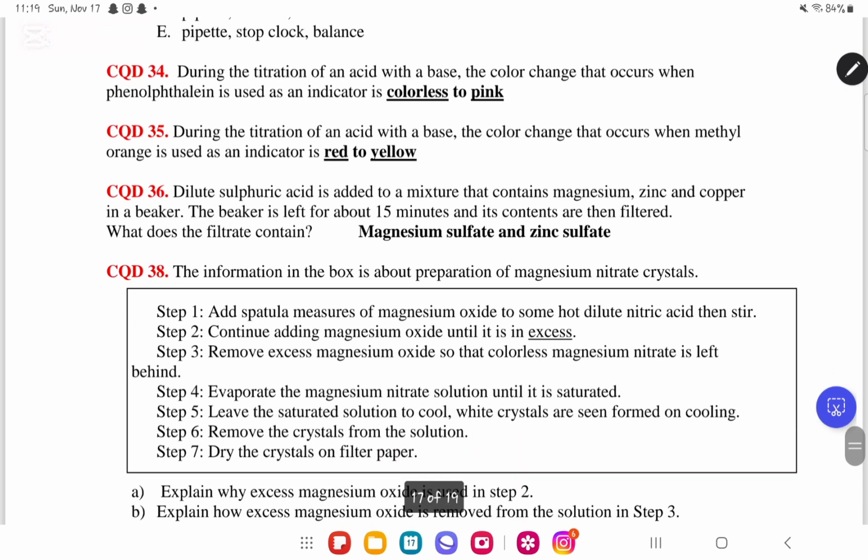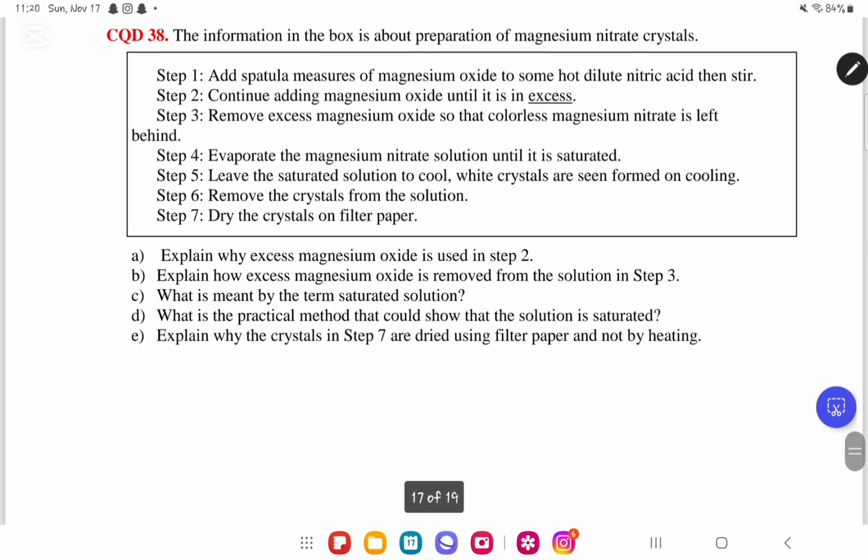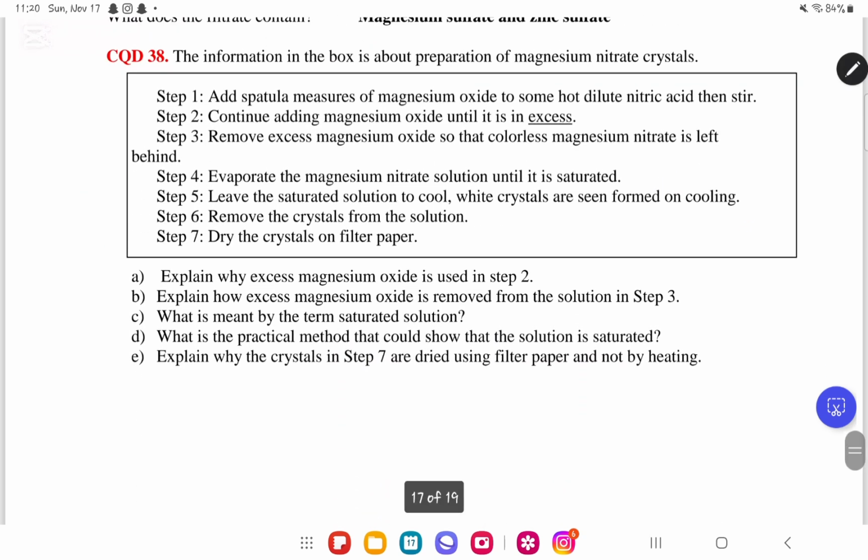CQD number 34. They gave us the answer already, as well for CQD 35 and CQD 36. So these three, they already gave us the answer. We can skip them. Okay, the information in the box is about preparation of magnesium nitrate crystals. Step 1, add spatula measures of magnesium oxide to some hot dilute nitric acid, then stir.